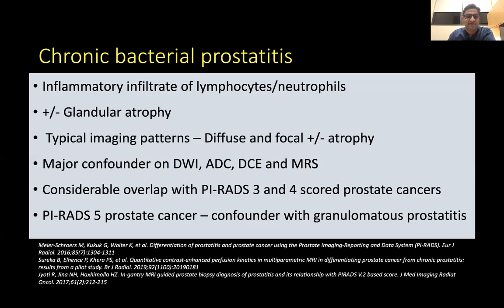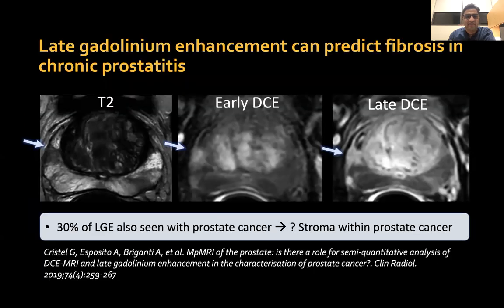And we talked about the imaging patterns. Typically these are PI-RADS 3s and 4s mimics, whereas granulomatous prostatitis would be a PI-RADS 5 mimic. And late gadolinium enhancement can predict fibrosis and chronic prostatitis. So something to think about.